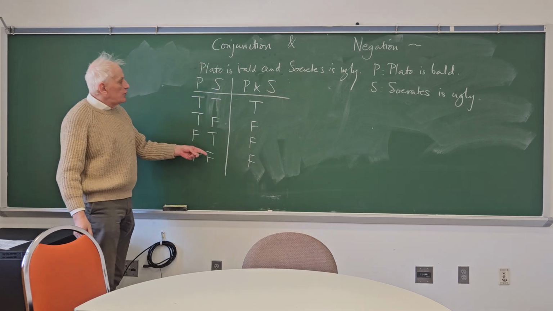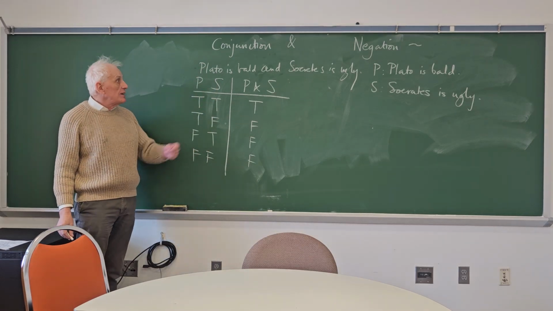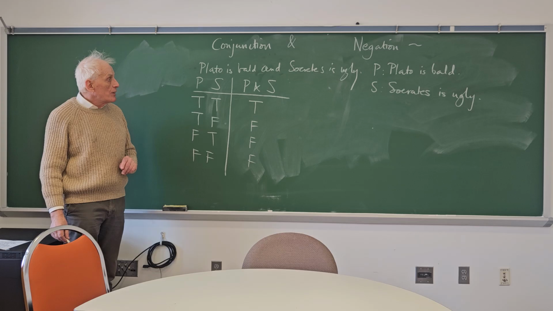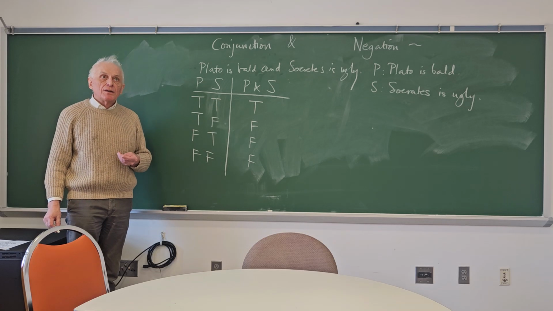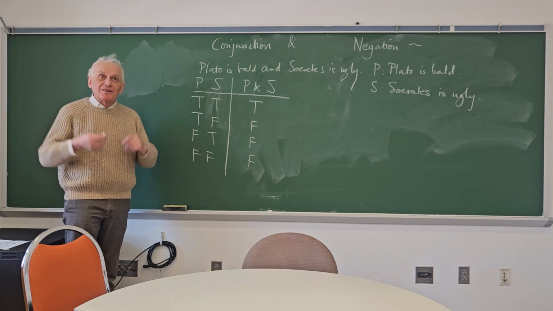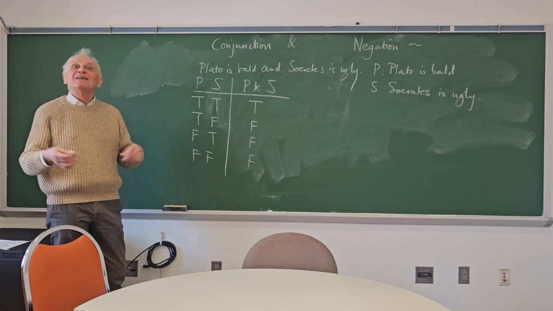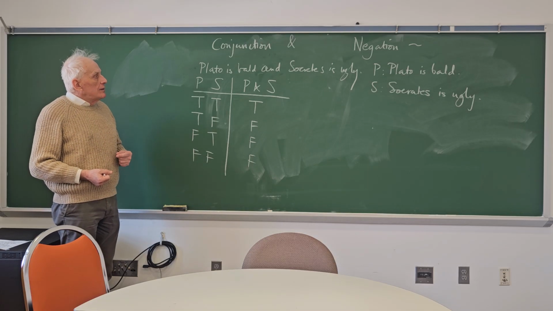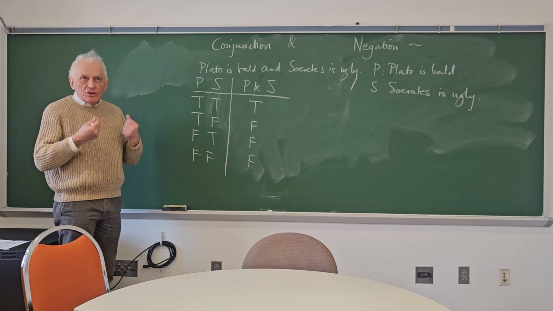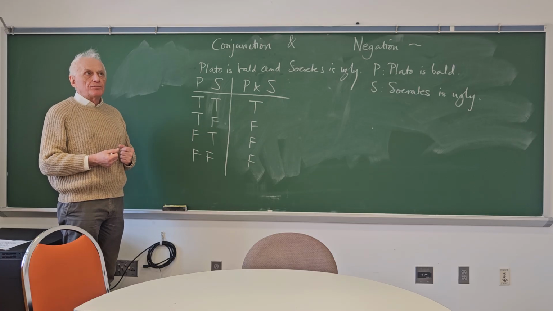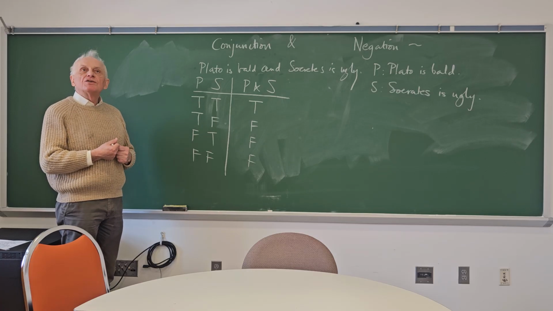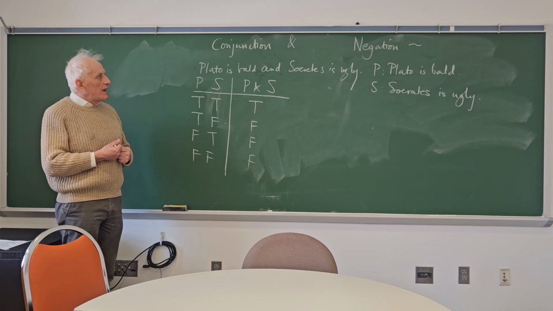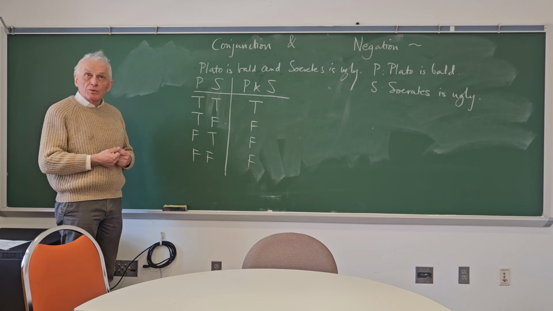So on 3 of the 4 possible combinations of truth values, this sentence is false. It's true on just 1 of them. When they're both true, the sentence that says they're both true is true. Not very surprising. And conjunction is truth functional. All you need to know is the truth values of the 2 sentences, plus how conjunction works.